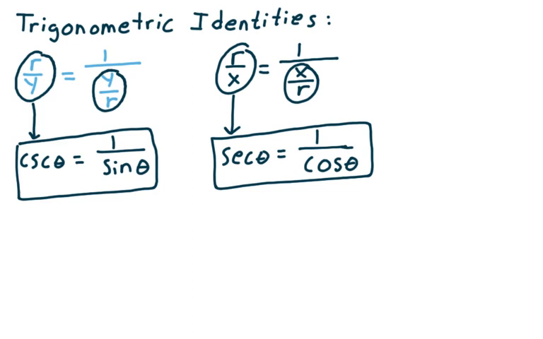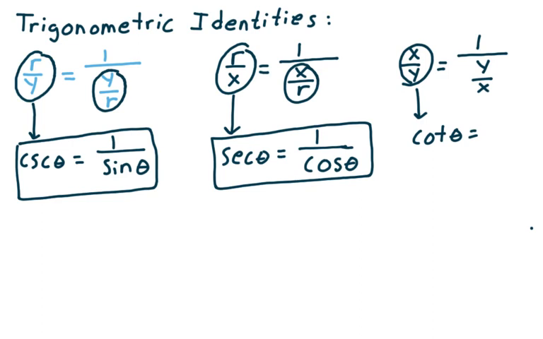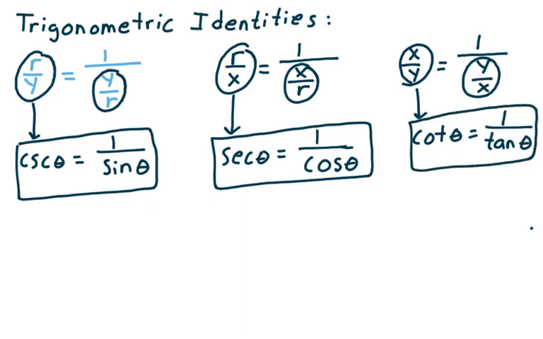Now, take a look at x over y. This is the same as 1 over y over x. But x over y is the same as cotangent theta, and y over x is the same as tangent theta. So cotangent theta is the same as 1 over tangent theta. And that's trig identity number 3.